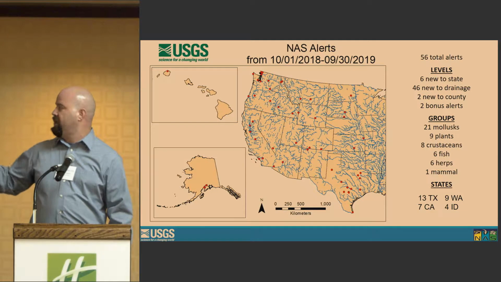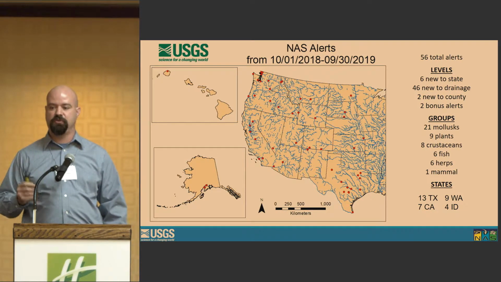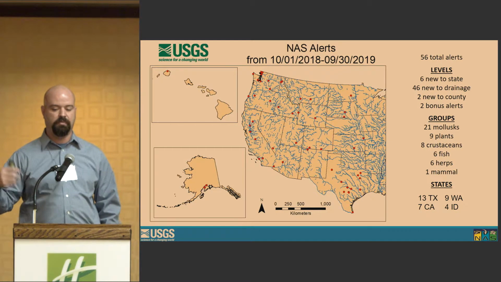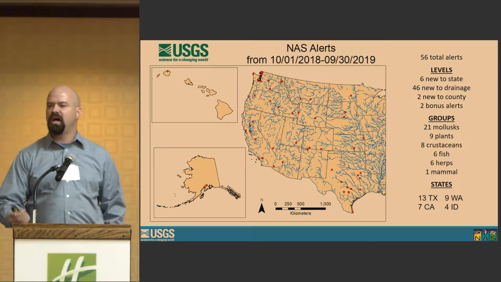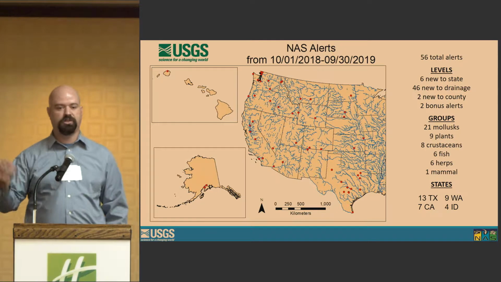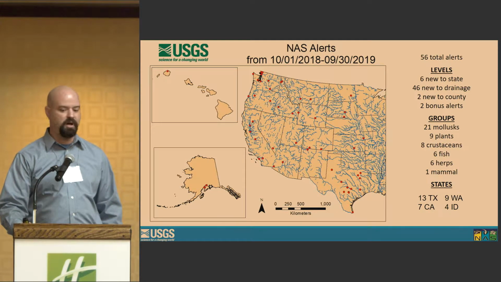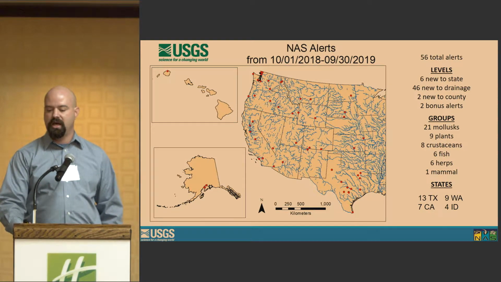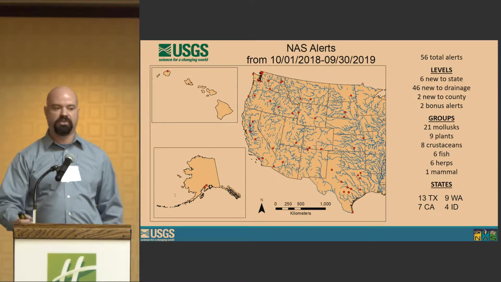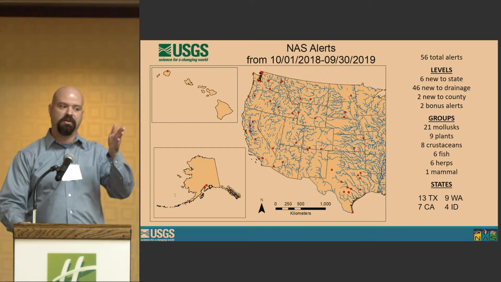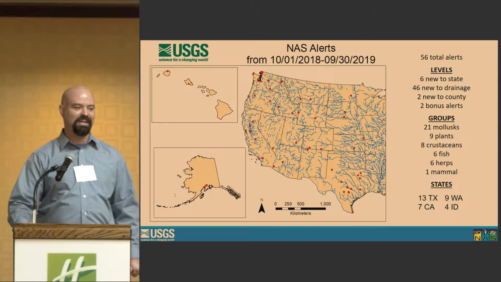So for the West, we only had 6 new for states, 46 new for drainages, and a few bonus ones, which are usually high priority species like our quagga zebra mussels. Groups, mollusks are king out west. We got a lot of alerts for the mollusks, of course, as they're moving around. And then you can see the states, and I'm sorry, Monica, I always pick on you, but no, I love you. Texas, 13, yes, I'm sorry.